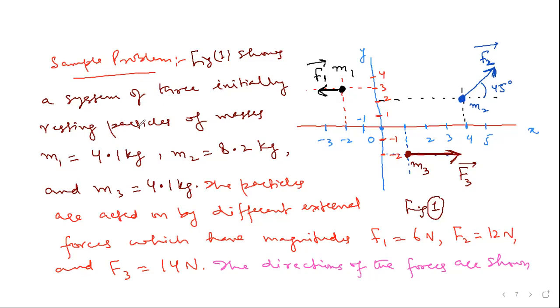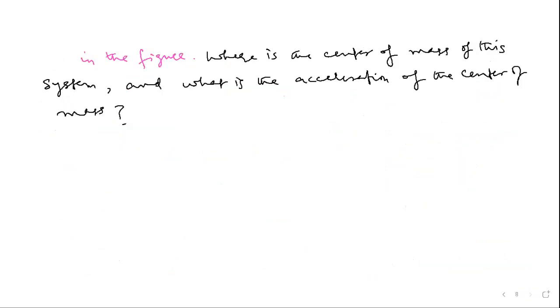Now, what is the question? We are asked to find, first, the center of mass. It's a two-dimensional system. So to find the center of mass, we have to find xcm and ycm. Then we have to find the acceleration of the center of mass, which is a vector quantity. That means we have to find its magnitude and direction. So let us solve it together.